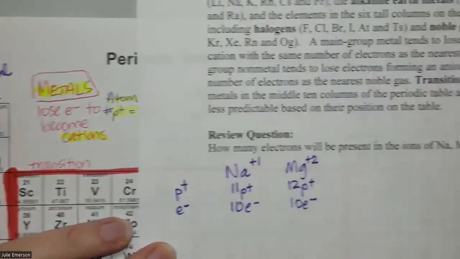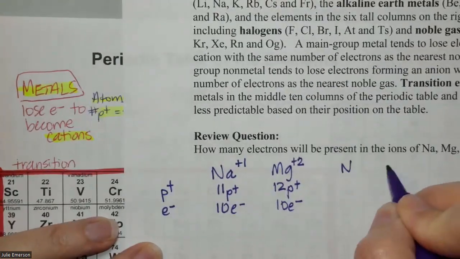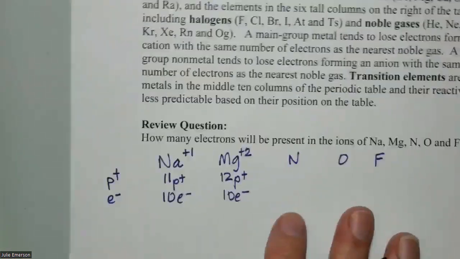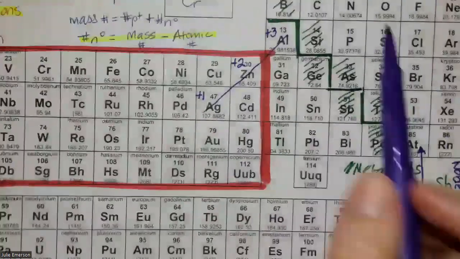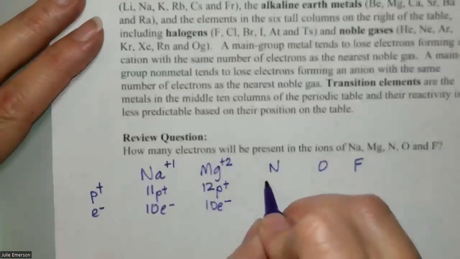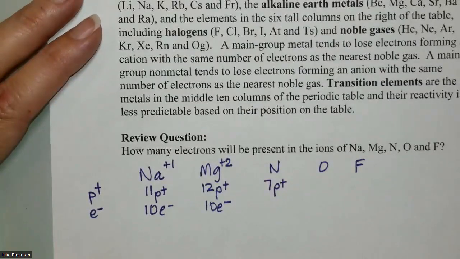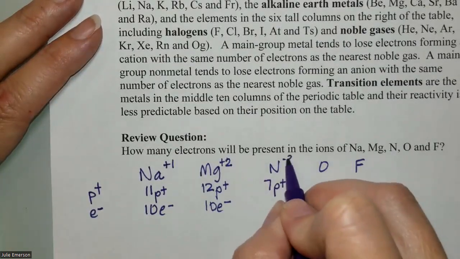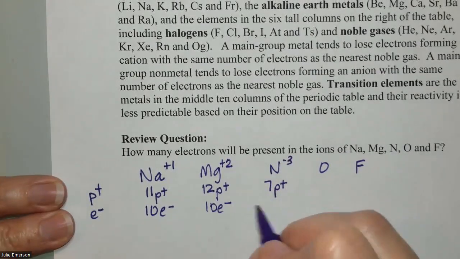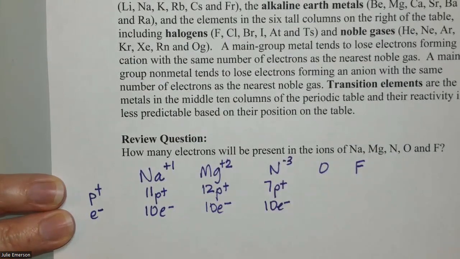Next we're looking at nitrogen, oxygen, and fluorine. These are going to be on the other side of the table. Nitrogen is atomic number 7, and we expect a -3 charge. So we know it has 7 protons because that's the atomic number. If it's a -3 charge, that means it's picked up 3 electrons. So 7 + 3 gets me to 10.